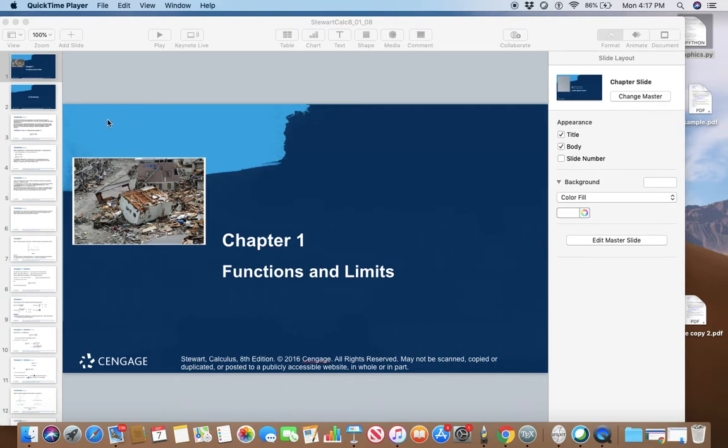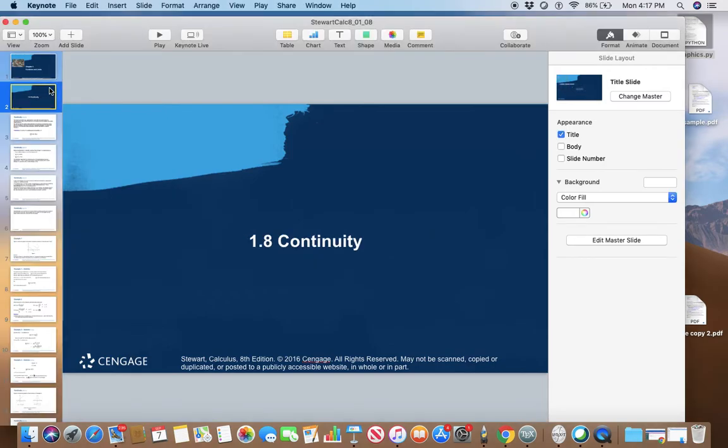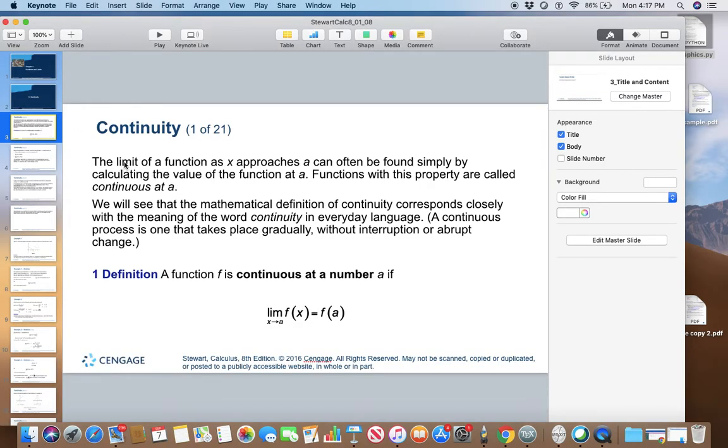Welcome back. We are now on chapter 1, section 1.8, continuity. The limit of a function as x approaches a can often be found simply by calculating the value of the function at a. Functions with this property are called continuous.